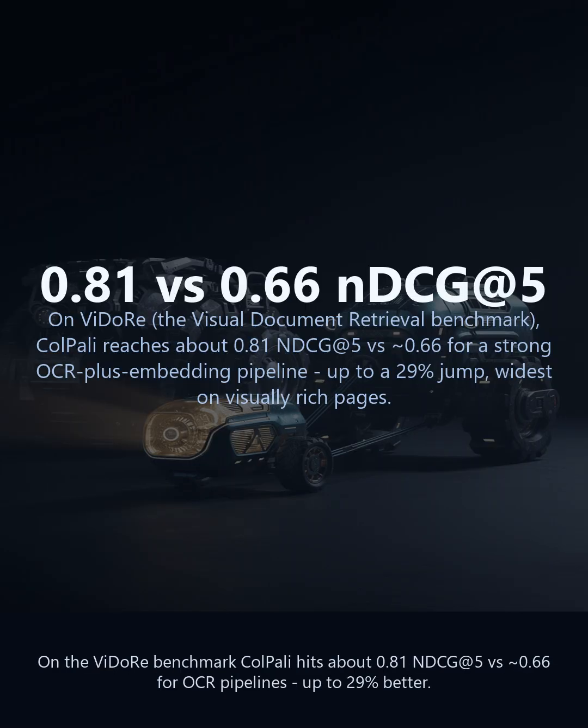The results are the headline. On ViDoRe, the visual document retrieval benchmark the authors released, ColPali reaches about 0.81 NDCG at 5, versus roughly 0.66 for a strong OCR plus embedding pipeline. That is up to a 29% jump, and the gap is widest on visually rich pages full of tables and figures. A simpler system that also wins on accuracy is a rare and very welcome combination.